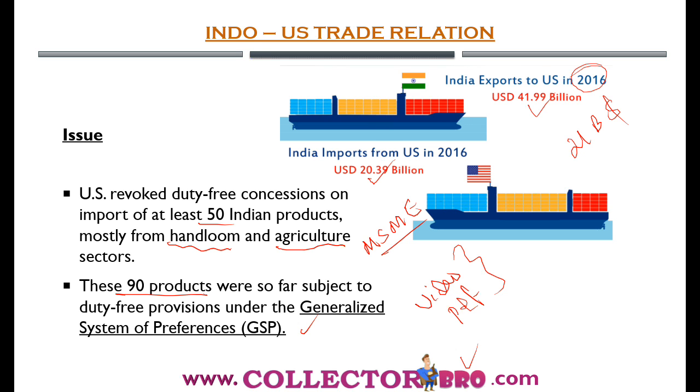And apart from that, this generalized system of preferences is contrary, or is an out of box approach of the US from the World Trade Organization MFN status, which is the most favored nation status. So the generalized system of preferences is not in concurrence with the most favored nation status. This provision requires treating each and every country on the same line, but the generalized system of preferences gives more consideration to the developing and the poor countries. Okay, so hope the idea is clear.